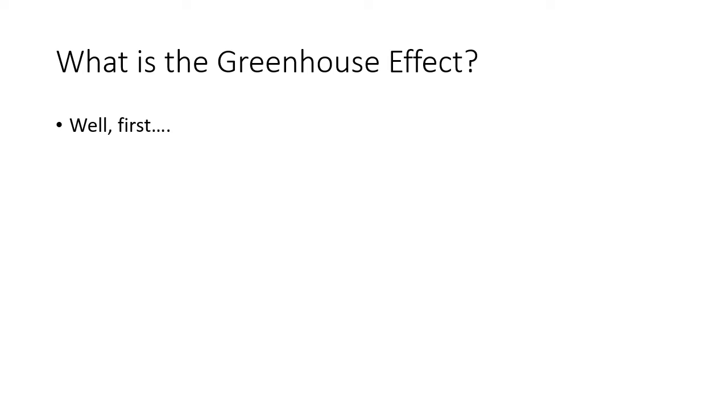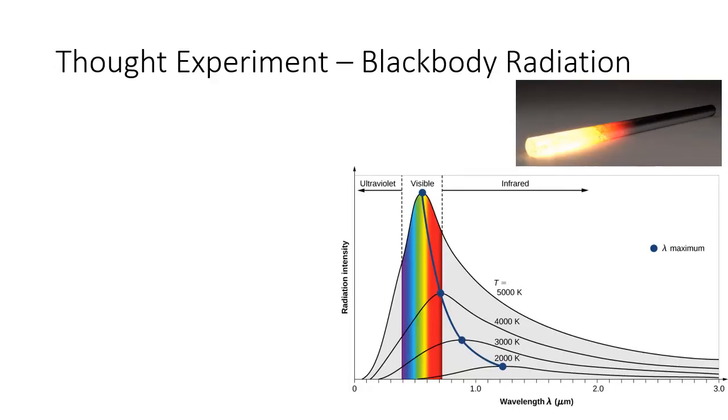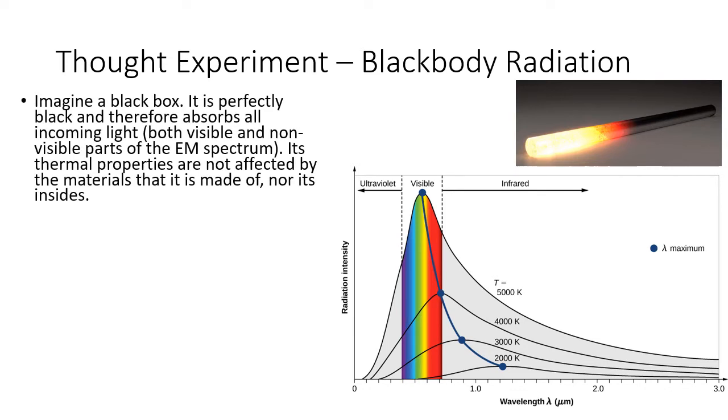So what is that? Before we think about what the greenhouse effect is, I want to illustrate it using a thought experiment called black body radiation, or a black body thought experiment. What I want you guys to imagine is a black box. You guys from art class know that black absorbs all wavelengths of light. So imagine that it is perfectly black, that it's going to absorb all incoming light, everything from the visible spectrum as well as all of the other parts of the electromagnetic spectrum. We're talking X-rays all the way down to radio waves. It absorbs all radiation coming into it.